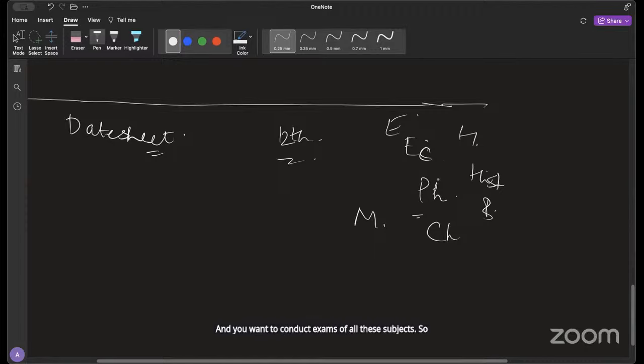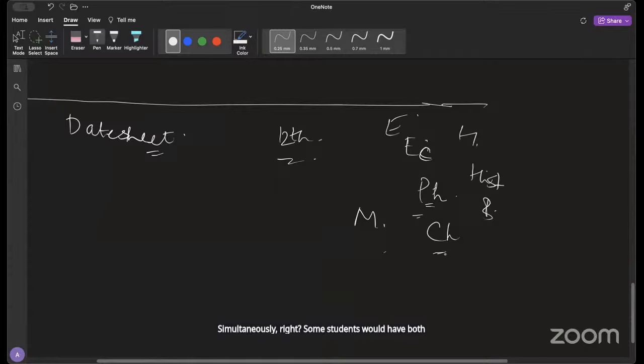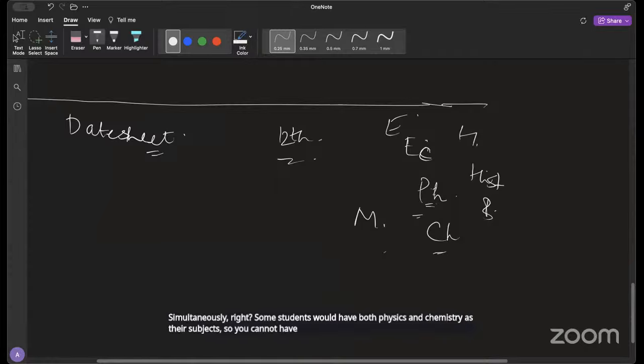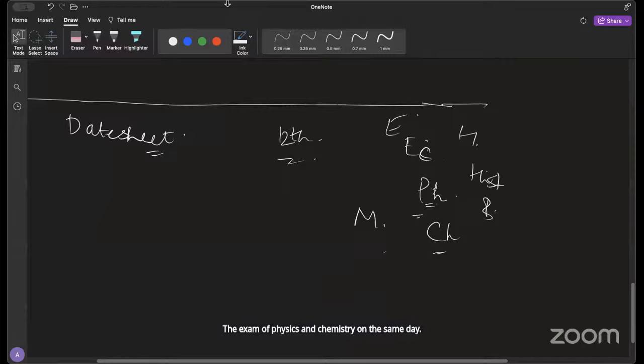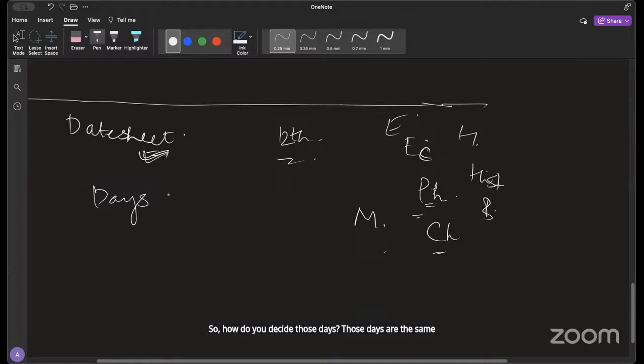Physics and chemistry, some students will be choosing simultaneously, right? Some students would have both physics and chemistry as their subject. So you cannot have the exam of physics and chemistry on the same day. If you are to make a date sheet, you want to get done with the exams as quickly as possible, so you need the least number of days. How do you decide those days? Those days are the same as the colors that we use in the above graph, right?